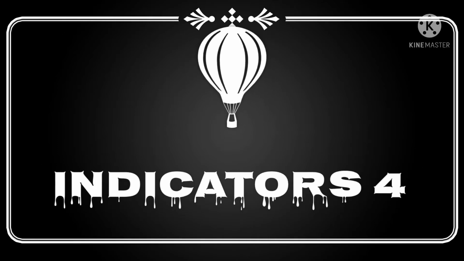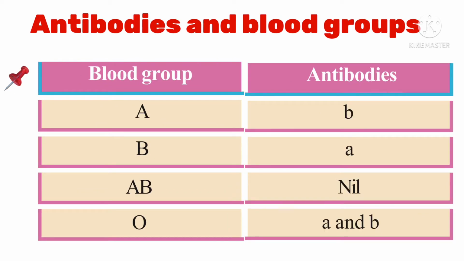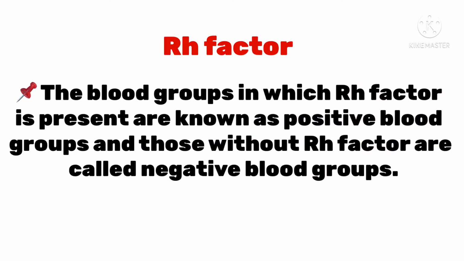Indicators 4. Antigens and blood groups. Antibodies and blood groups. Rh factor. The blood groups in which Rh factor is present are known as positive blood groups, and those without Rh factor are called negative blood groups.